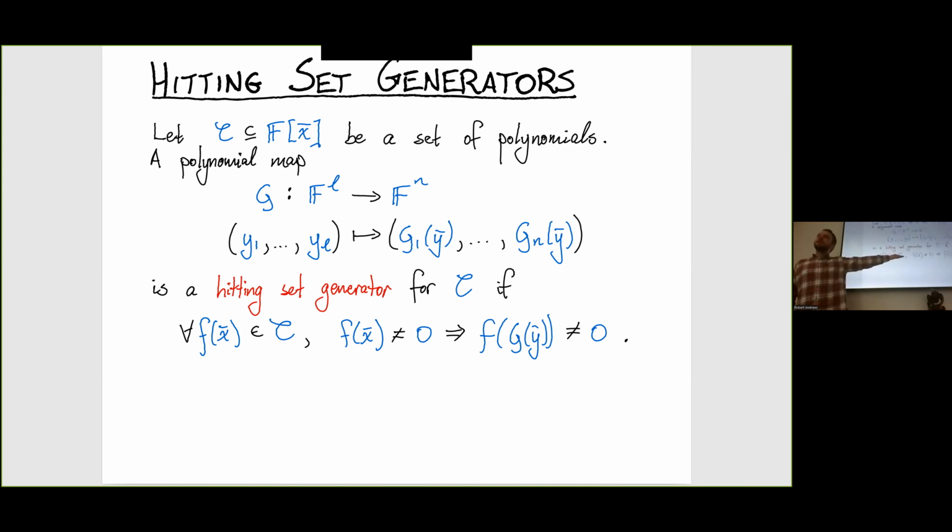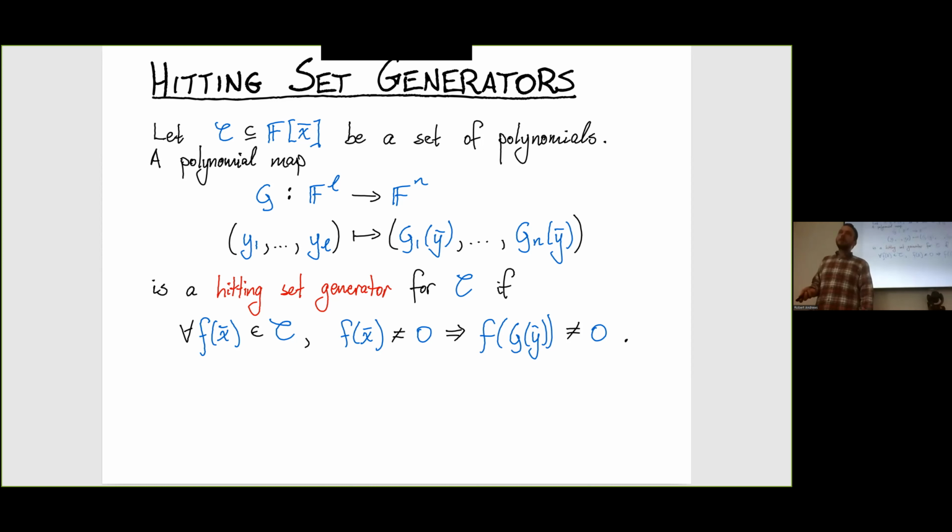Take some polynomial in curly C. If that polynomial is non-zero, then when you compose it with the generator, it remains non-zero. So what is this doing? This is some kind of variable reduction. I'm reducing the number of variables while preserving non-zeroness. Now, preserving zeroness is easy. That's always going to happen, right? The difficult part is preserving non-zeroness. And these generators are ways to reduce the number of variables while you preserve non-zeroness of the polynomial.